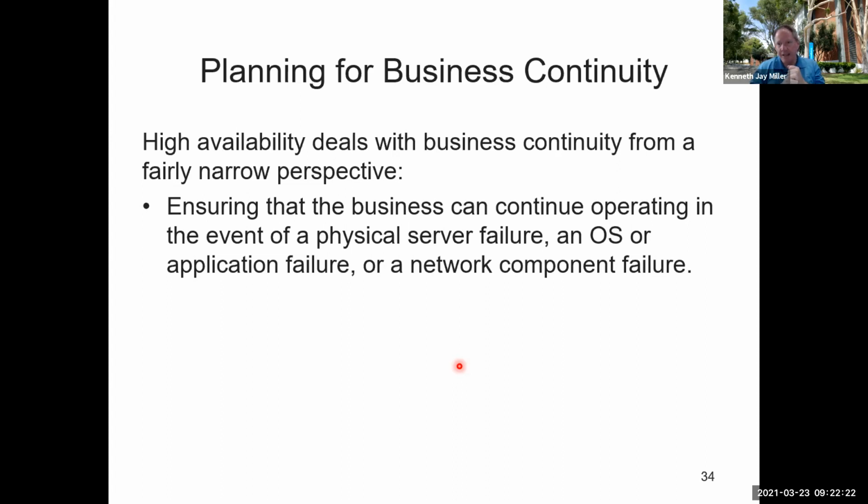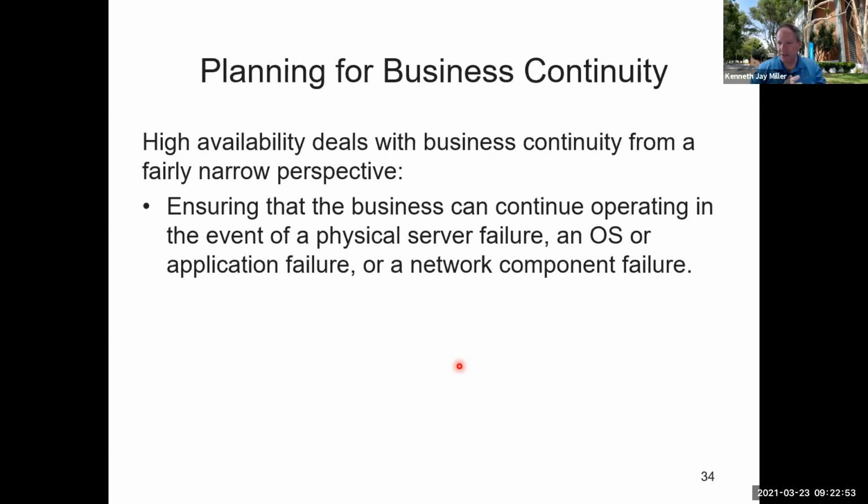Now, high availability deals with business continuity in a very narrow perspective. It ensures that the business can continue operating in the event of a physical server failure, an operating system failure, an application failure, or a network component failure. It cannot deal with the entire enterprise failing, right?